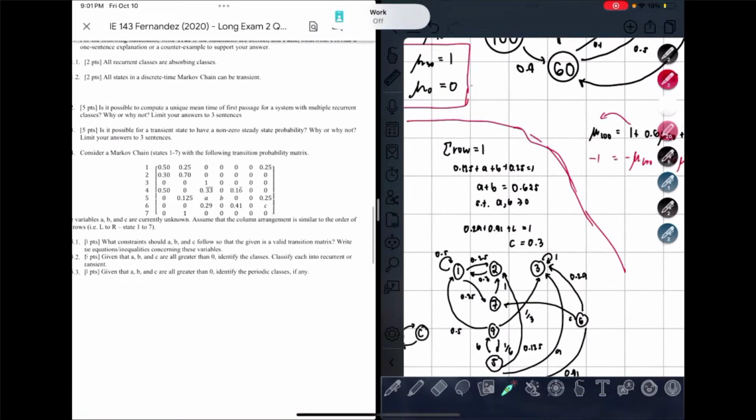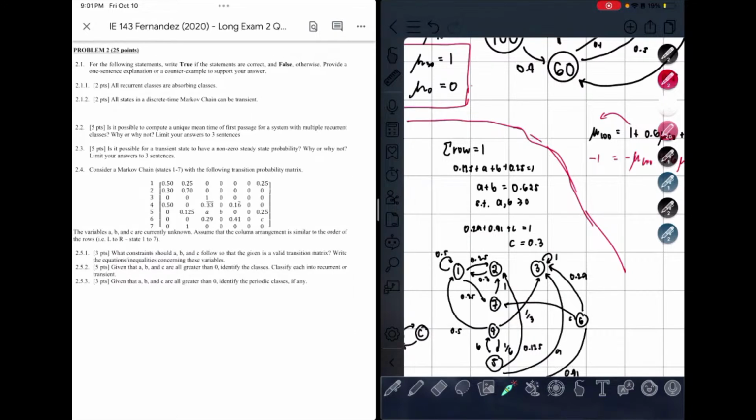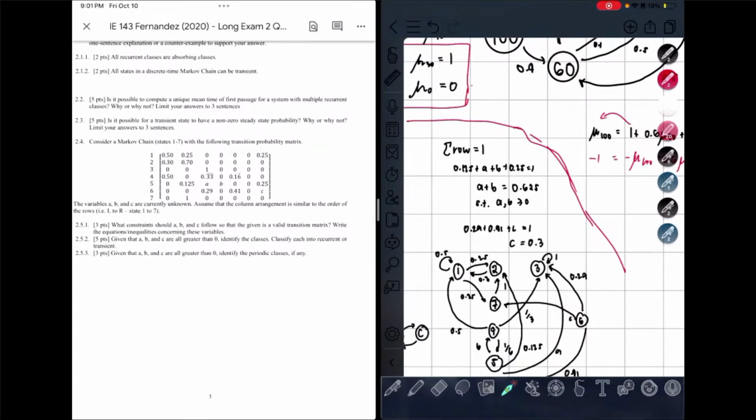So this is the Markov chain, states 1 to 7 with the following transition probability matrix. So that's states 1 to 7. Currently, the variables A, B, and C are unknown. Assume that the column arrangement is similar to the order of the rows, left to right, state 1 to 7. So what constraint should A, B, and C follow so that the given is a valid transition matrix?